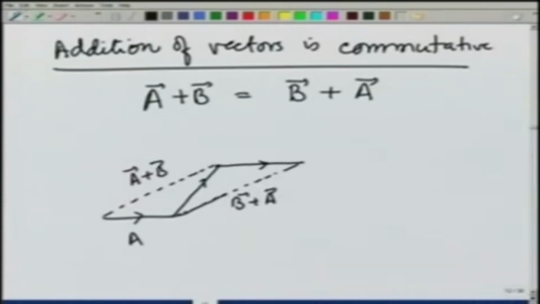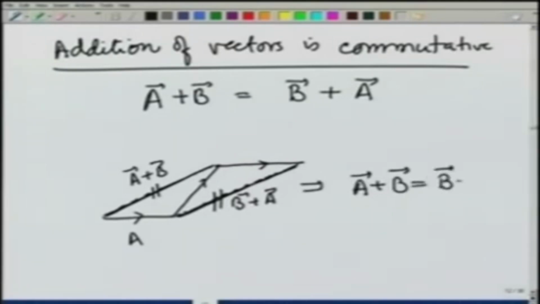But this arm is parallel to this, because this is a parallelogram. So, these two vectors are parallel, and because this is a parallelogram, this magnitude is the same as this, and this implies A plus B is the same as B plus A. So, summation of two vectors is commutative. You see, graphical method is giving you a very visual way of looking at vectors.